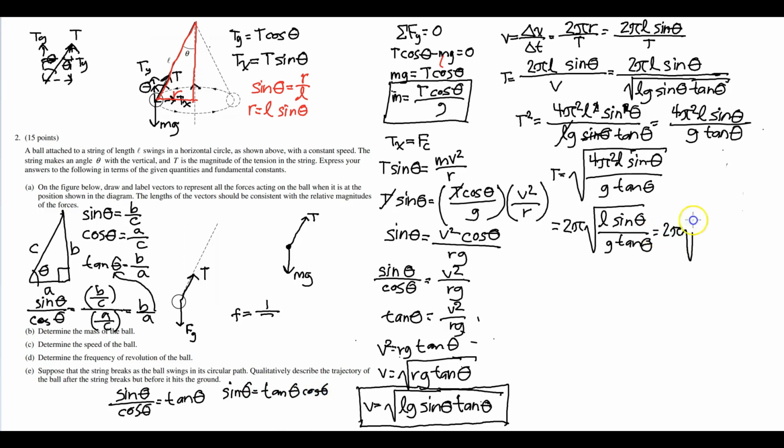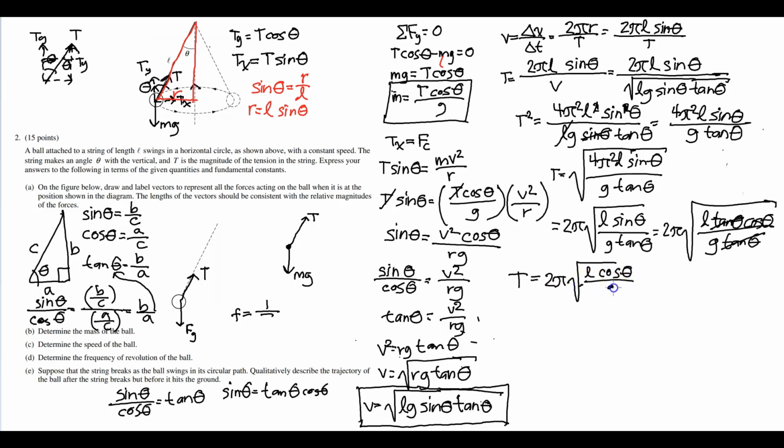So 2 pi times the square root of L tangent theta cosine theta over G tangent theta. And why did I do that? Because see, look at it. This cancels out with that. So tangents cancel out, and we're left with our simplified period: 2 pi times the square root of L cosine theta over G.